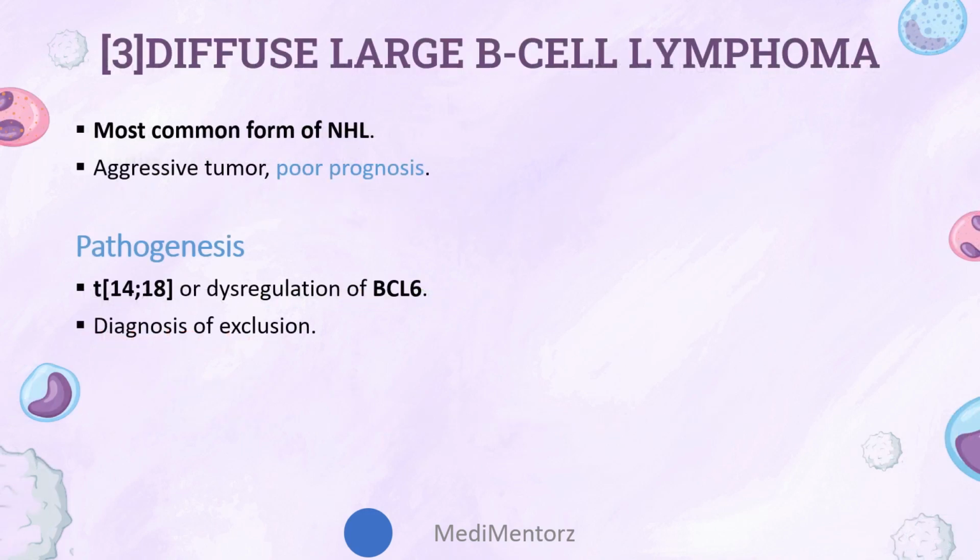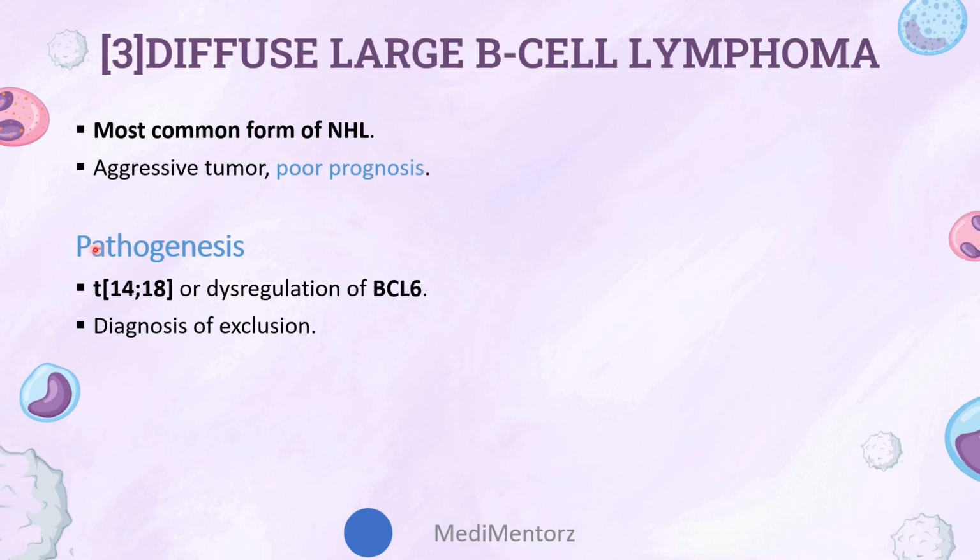So moving to the third, which is diffuse large B cell lymphoma. Okay, this is the most common form of non-Hodgkin lymphoma. Don't confuse it with follicular lymphoma, that one is indolent. Diffuse large B cell lymphoma is a very aggressive tumor, having very poor prognosis.